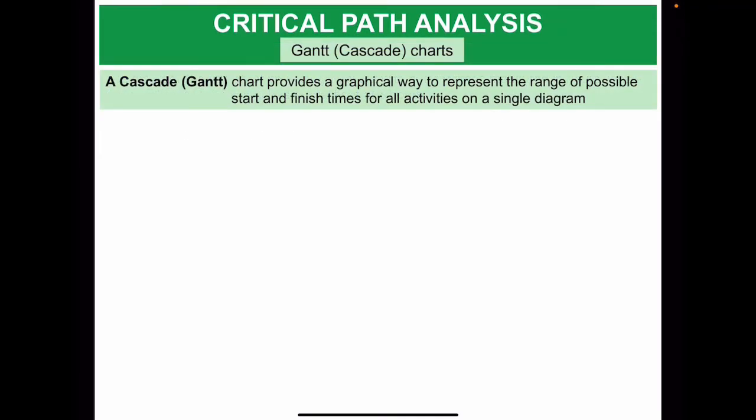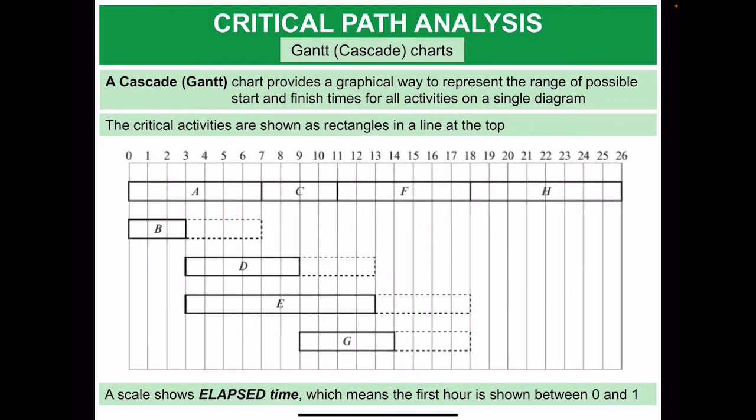So the next topic is Cascade Charts or Gantt charts. They are called Cascade because they have the shape of a cascade once you finish them, and they are a good graphical representation of how you can see the start and finish times for all activities on a single diagram. The good thing to remember is that once you find the critical activities, they always must be put in a single line at the top of the diagram, as you can see. So in this case, A, C, F, and H are the critical activities.